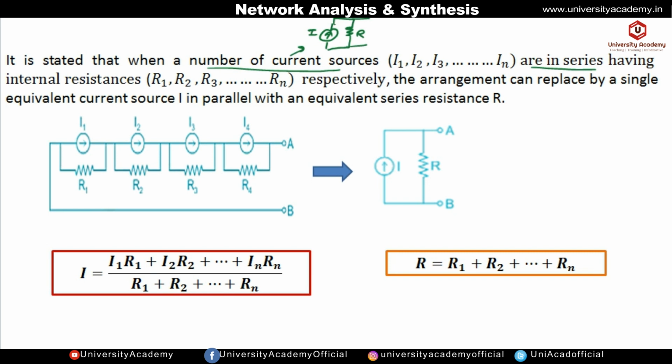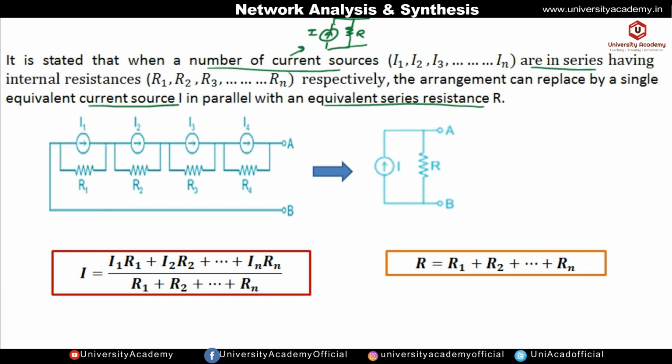Respectively, the arrangement can be replaced by a single equivalent current source I in parallel with an equivalent series resistance R. So this entire circuit can be replaced with a single equivalent current source connected in parallel with the equivalent resistance R. Now the value of this current I is given by I1 into R1 plus I2 into R2 plus so on up to In into Rn, divided by the sum of all the resistances.